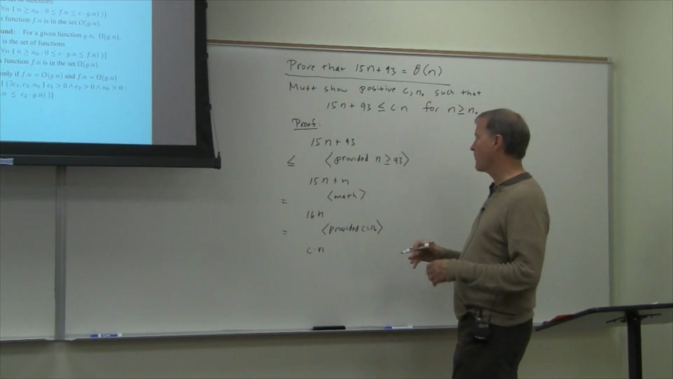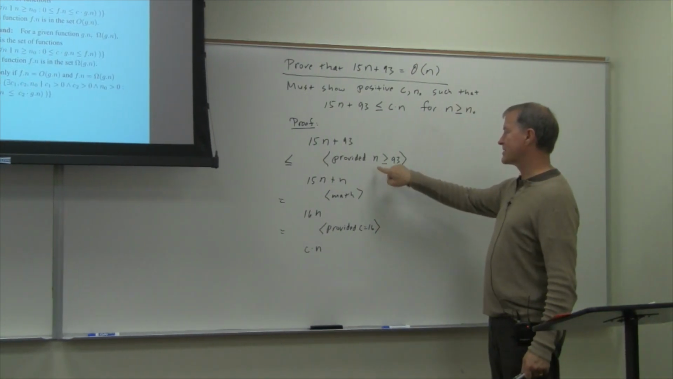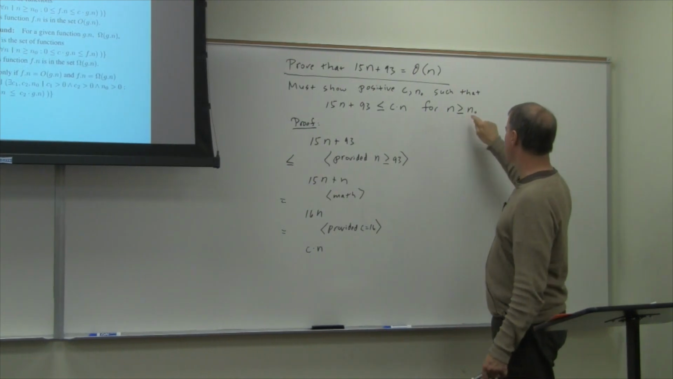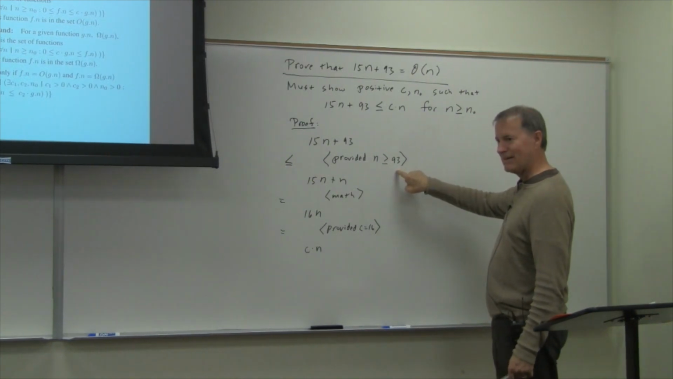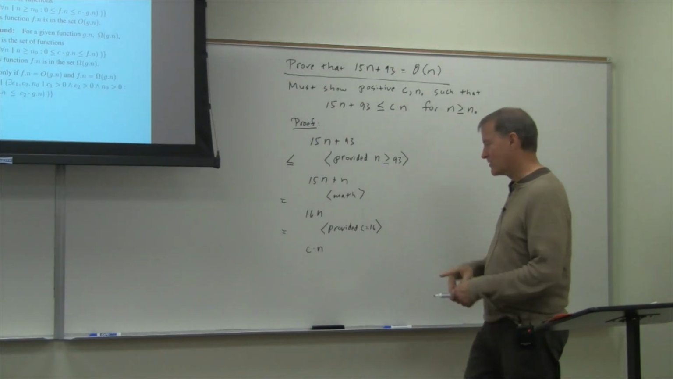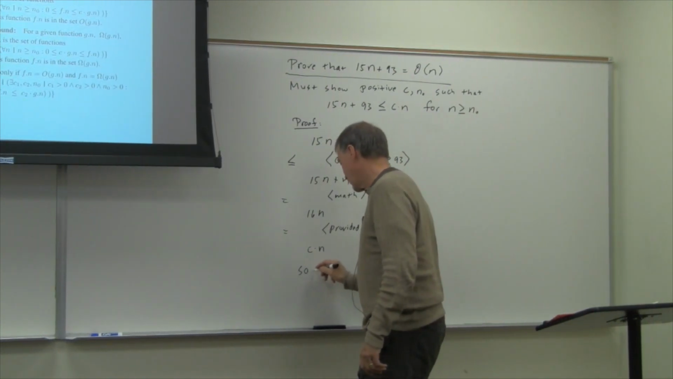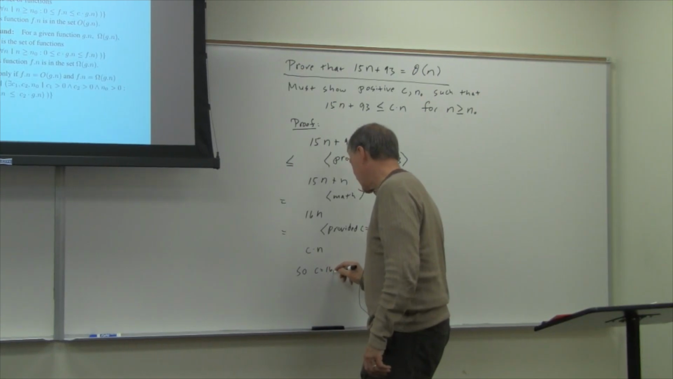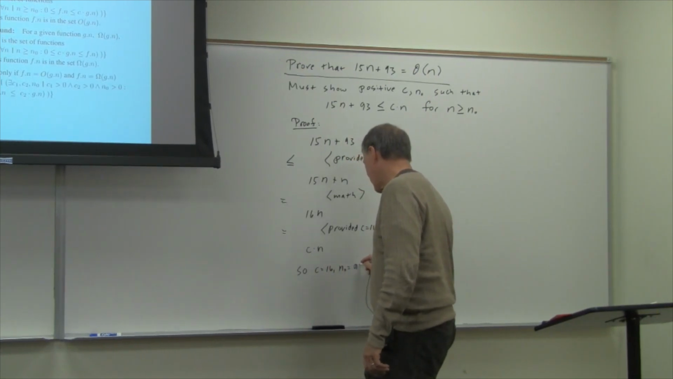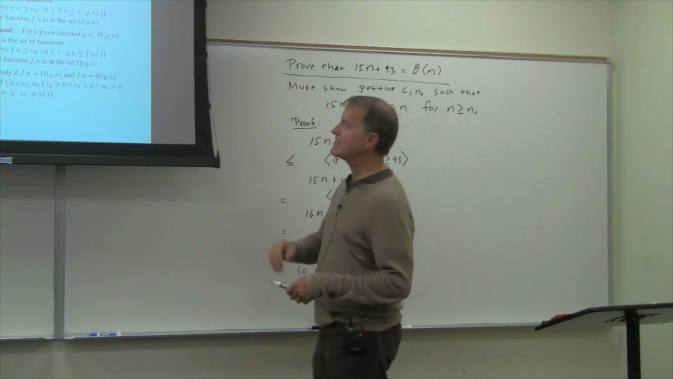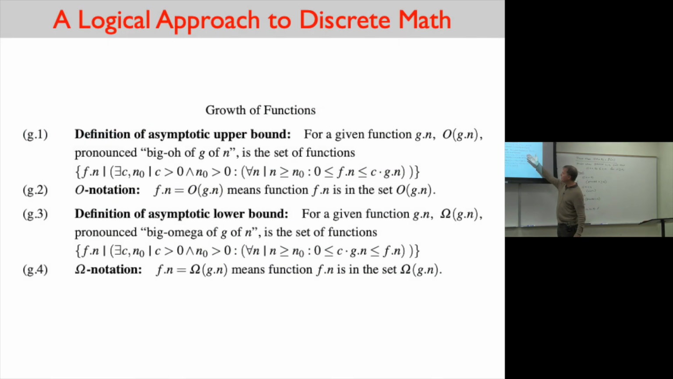So therefore, what have we done? We have determined, because this is for n greater than or equal to n naught, that our n naught must be 93. So we have C equals 16, n naught equals 93, and we're done. Let's go back to our definition. It says there exists a C and an n naught. Well, we showed that they exist. Here they are, 16 and 93. So therefore we've proved it.